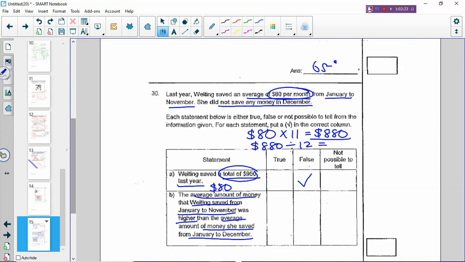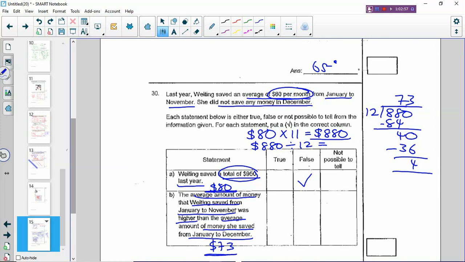And then what's the average money she saved from January to December? So you do your working, right? You take 880 and then you divide by 12. So you will get 7 times 12, 84, and then you get 40. And then you have 3 times 12 will be 36, and there's a remainder 4, and you can stop there. So she saved about $73. All right. So is it true that the average amount she saved from January to November was higher than the average she saved from January to December? So is this average higher than this average? Yes, it's higher. So it's true, right? And that's why you put a tick in the true column.